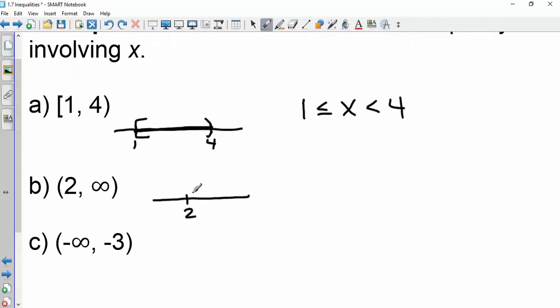B, 2 to infinity. It's saying it starts at 2 and goes forever in the positive direction. So that means x is greater than 2.